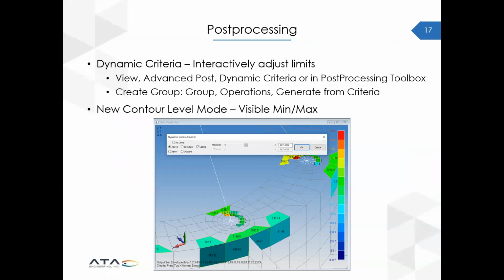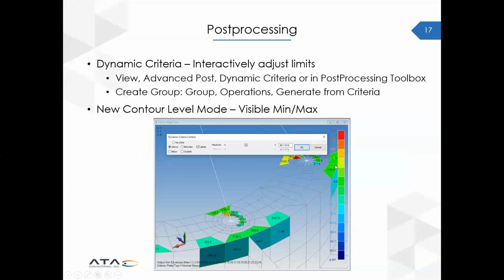And another cool thing here is that you can create a group based on a criteria plot. So maybe you've done a topology optimization run and you're plotting normalized mass density, for example. You can set up the criteria limits to show you everything above maybe 50%, and then you can create a group based on that. They also have options, and I don't have it on the slide, where you could export a criteria plot like that as solid geometry. So that's pretty cool as well. They've also added a new visible min-max, and this is a level mode for our contour bar.